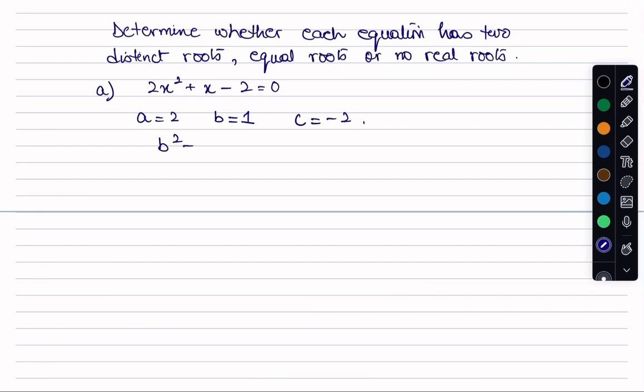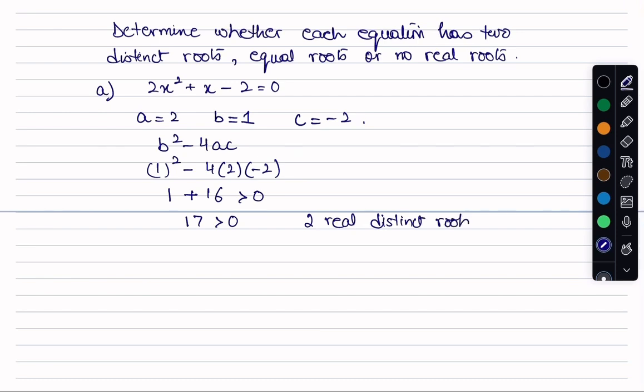I need to find the discriminant value, that means b squared minus 4ac. Substituting, it's 1 squared minus 4 times 2 times negative 2, which is 1 plus 16, and this value is greater than 0. So there are going to be two real and distinct roots for this equation.